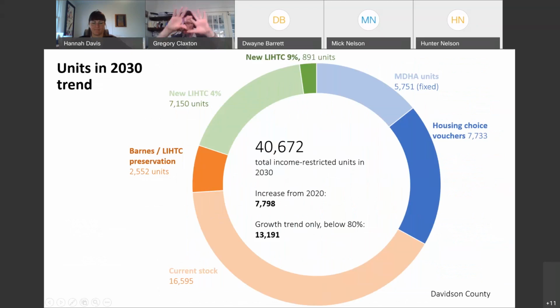I've got this. It's all the same numbers from that final bar, but to summarize, we wind up projecting about 40,600 total income restricted units in 2030. That's an increase from 2020 of about 7,800 units. So it is showing progress, but by comparison, looking at the growth trend only, household need below 80% is 13,000. So it's not cutting into the current gap, and it's not keeping up with the trend that we expect, at least based on this work. So that's the update that I have.